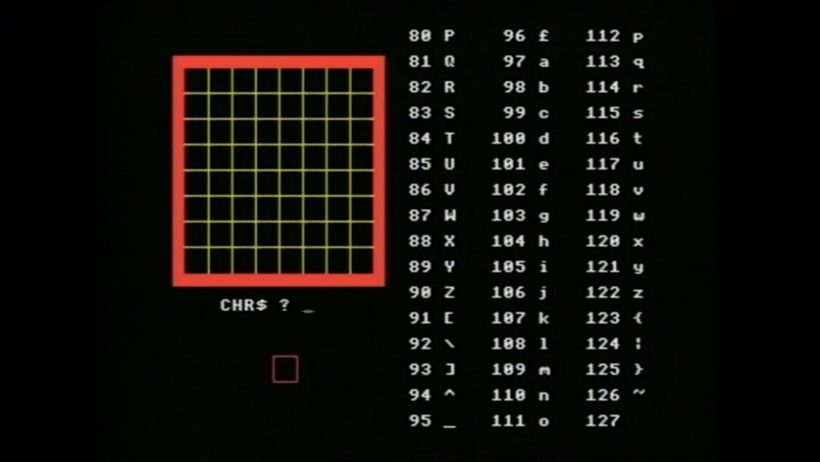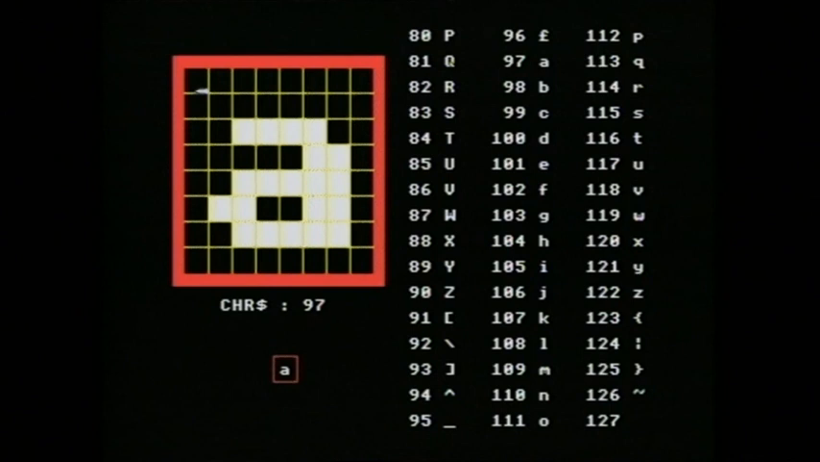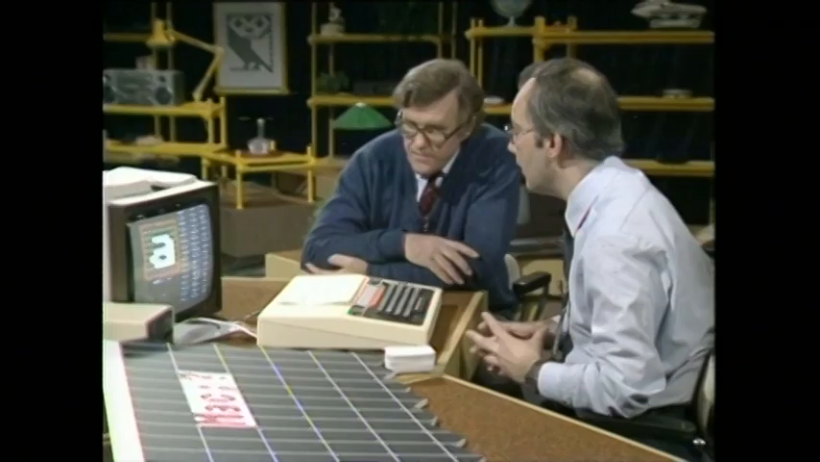Let's have a look at that on the enlarged grid. That's now plotting the pattern of pixels that correspond to letter A, and you'll see that there are 8 points across and 8 points down. A total of 64 pixels are used to make up that lowercase a.